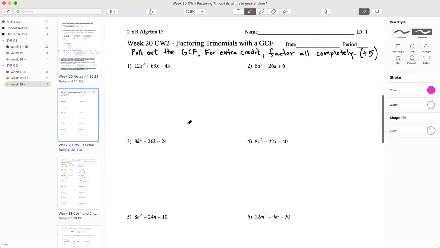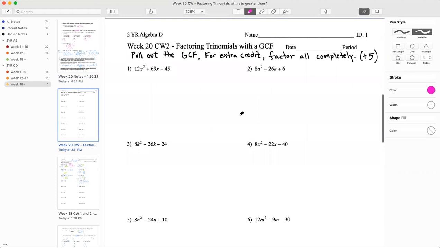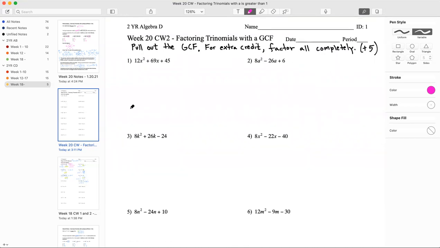This is the second worksheet in your homework for this week. And what we're going to do is really just pull out the GCF from each of these trinomials right here. I'm not going to make you actually factor the whole trinomial because some of them are a little bit tricky and the numbers are kind of big. But for extra credit, you can do that. And if you do it for all of these, you can get 5 points.